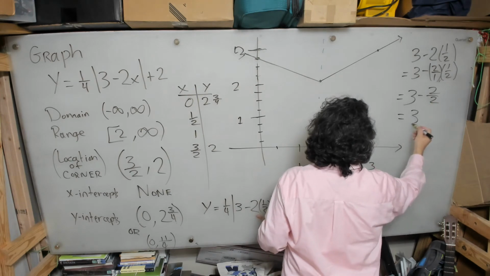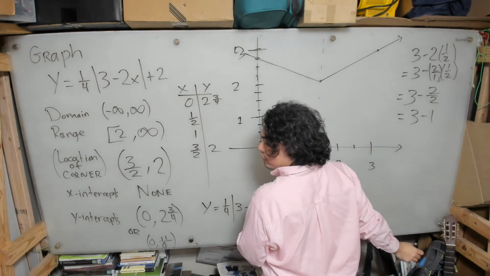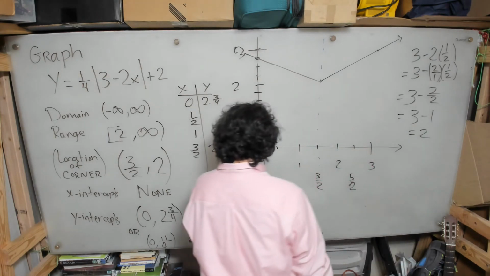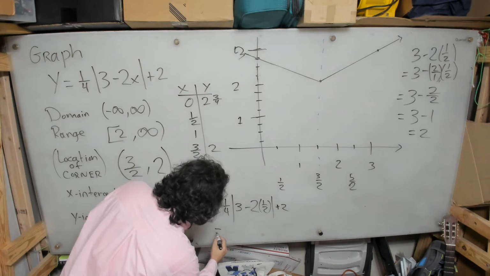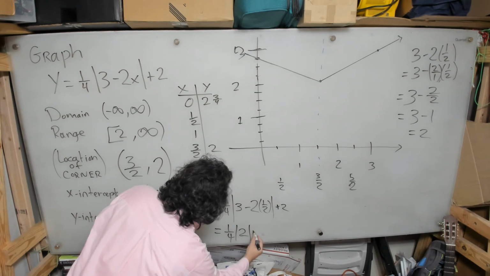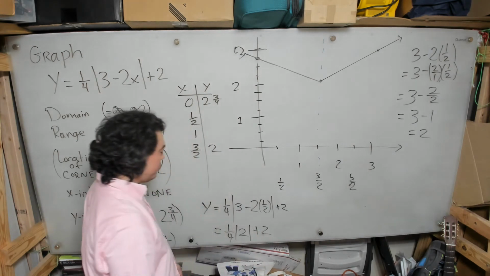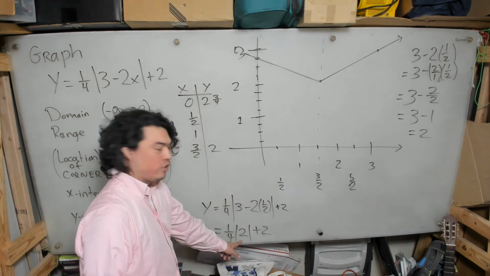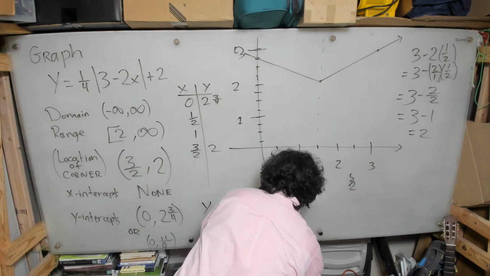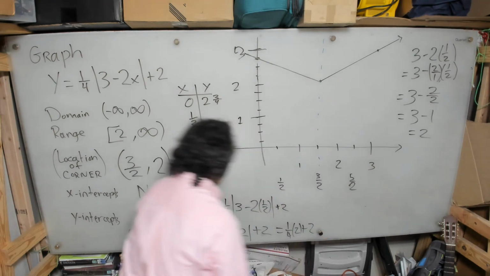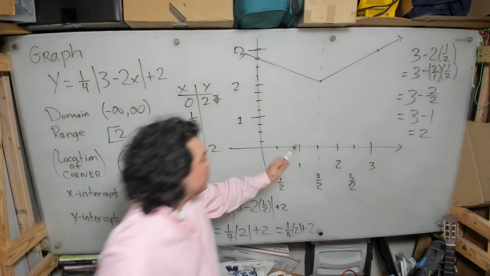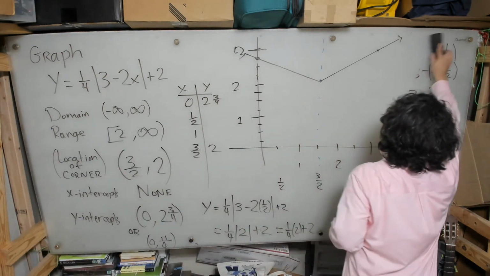That's the same thing as 3 minus 1, because we know that any fraction with the same numerator and denominator is 1. What's 3 minus 1? That's going to be 2. So this becomes 1/4 times the absolute value of 2, plus 2. What's the absolute value of 2? That's just 2. So this becomes, therefore, 1/4 times 2 plus 2. Now we're going to do that on this side as well, so it doesn't mess up our beautiful graph here.